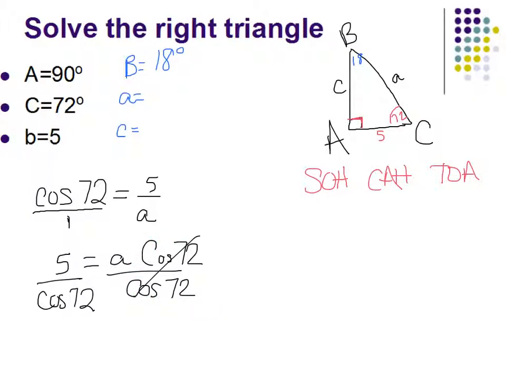So the way I look at that is I cross multiply what I can, and I divide by this other number. So in my calculator, I'm going to take 5 times 1, which I know in my head, that's 5, divide by cosine of 72.